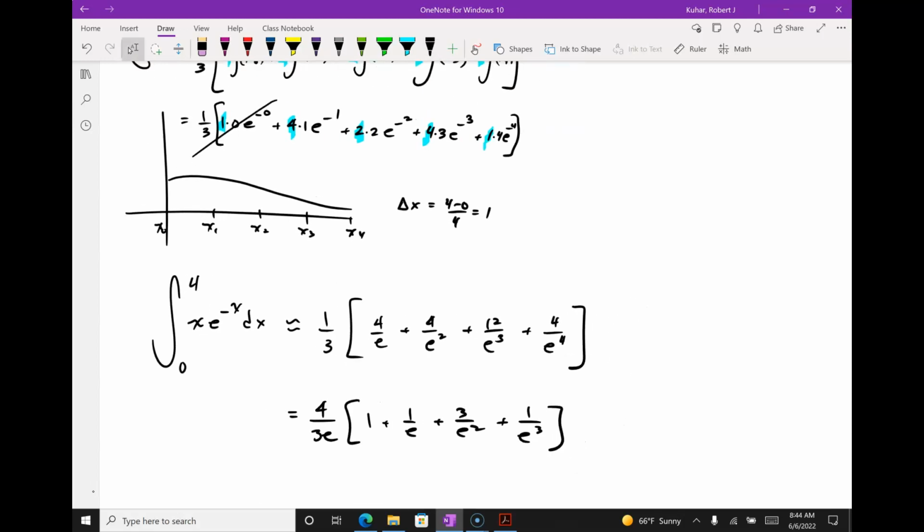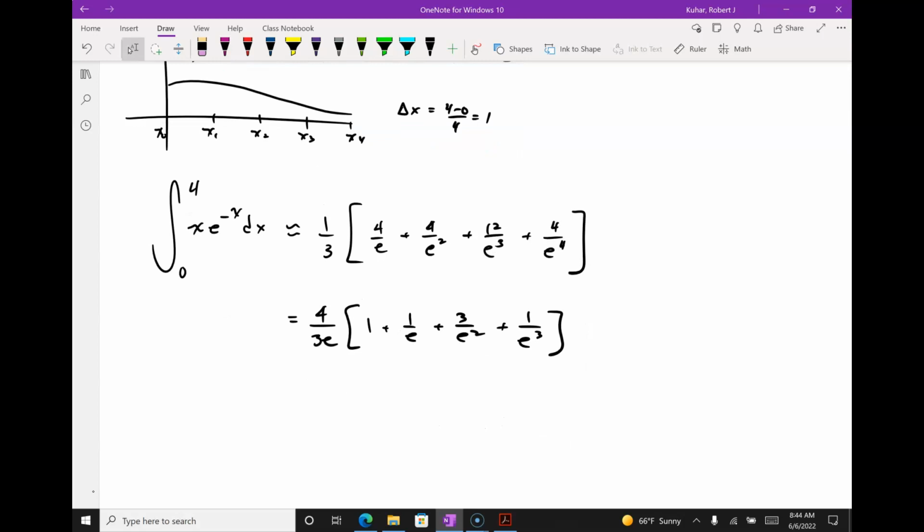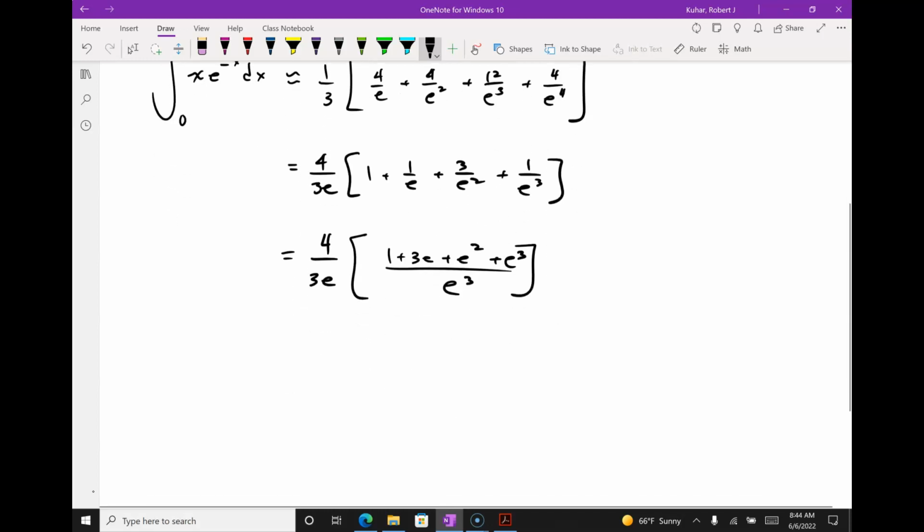It's not a bad idea to keep going, just trying to get it to look as pretty as I can. It looks like I have an LCD of e cubed, right? So I'm going to have 1 plus 3e plus e squared plus e cubed. And that's where I'm going to stop.